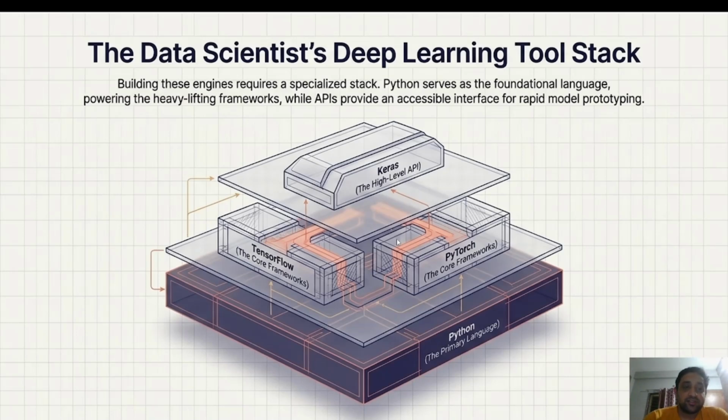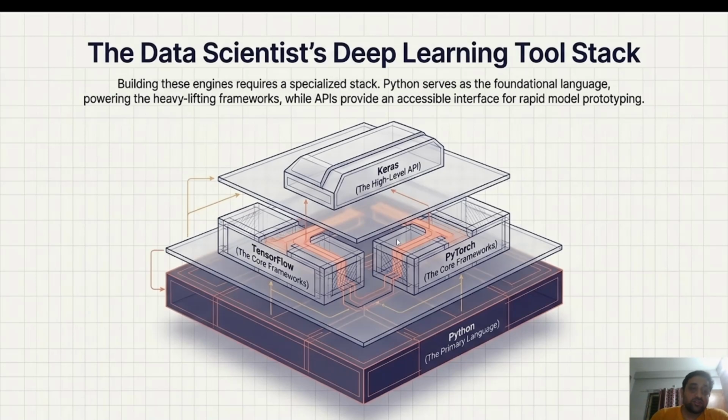A real world getting started path. Learn Python fundamentals. Master NumPy and Pandas for data manipulation. Build first models in Keras. Go deeper into TensorFlow or PyTorch for advanced work. Deploy models using cloud platforms like AWS SageMaker, Google Vertex AI, or Azure ML. The tools are accessible, the barrier today is knowledge. And that's exactly what we are addressing together.